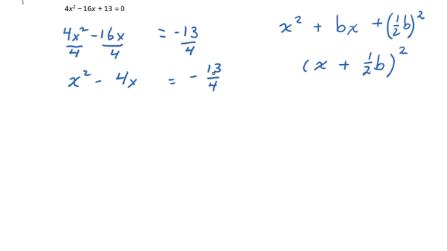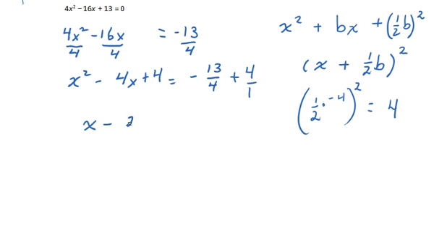Now I can add the 1/2 b squared to both sides. Since b is negative 4, I'm going to take 1/2 times negative 4 squared, which is negative 2 squared, which is 4. We're going to add 4 to each side of the equation. That's the same as 4 over 1. Now the left side is just x minus 2 squared.